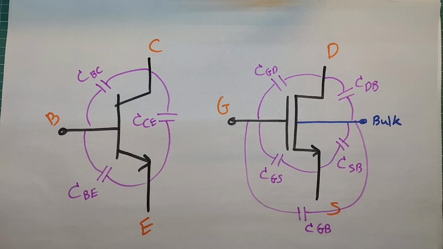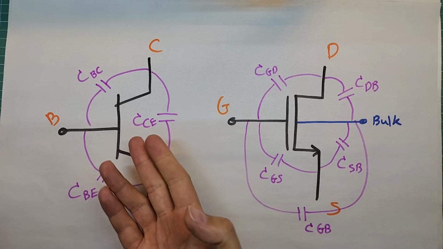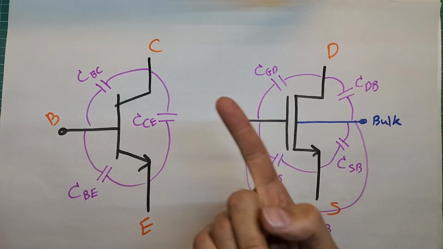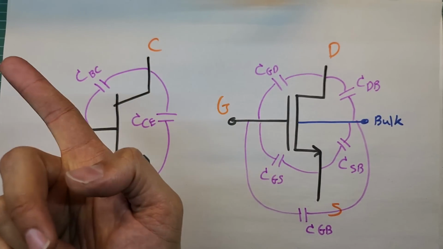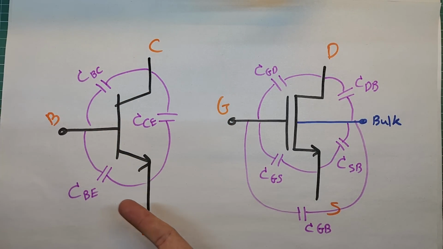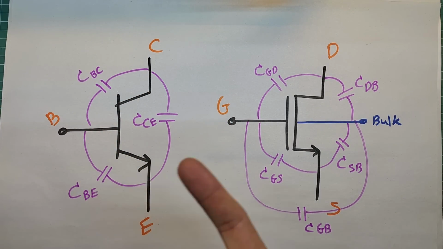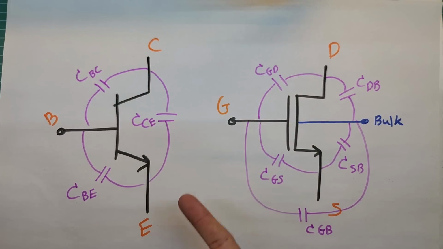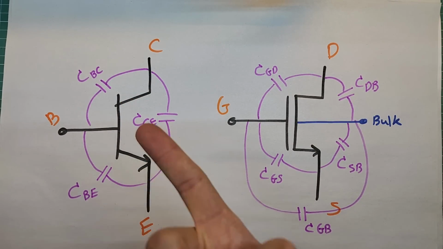Look here, there are some hidden parasitic capacitors inside any transistor. In a BJT, there are 3 of them. One between base and collector, which is called CBC. Another one is between base and emitter, which is called CBE. And the last one is between collector and emitter, which is called CCE.